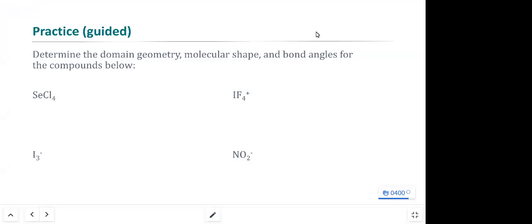Let's begin today by doing some review in terms of drawing Lewis structures and applying those Lewis structures to doing things related to geometry and molecular shape. So we're going to start with selenium tetrachloride. To draw the correct Lewis structure, we know that we need 6 electrons for the selenium, 7 for each chlorine, for a grand total of 34 electrons.